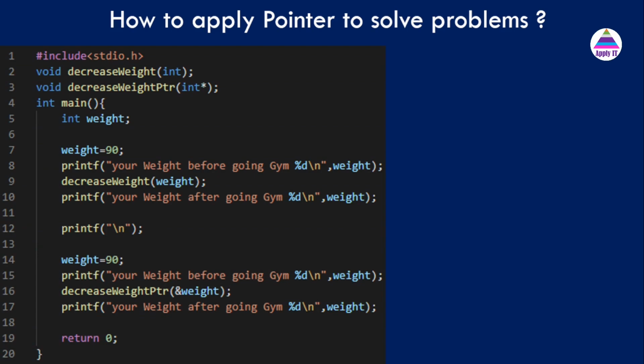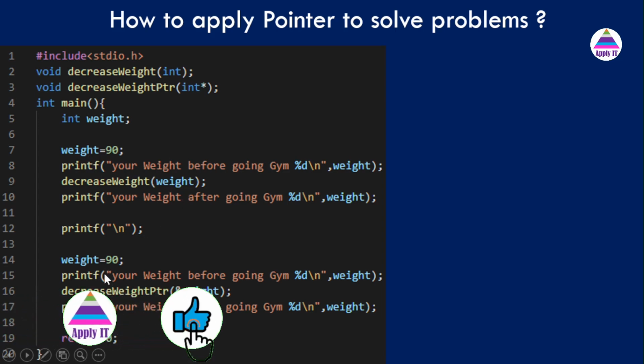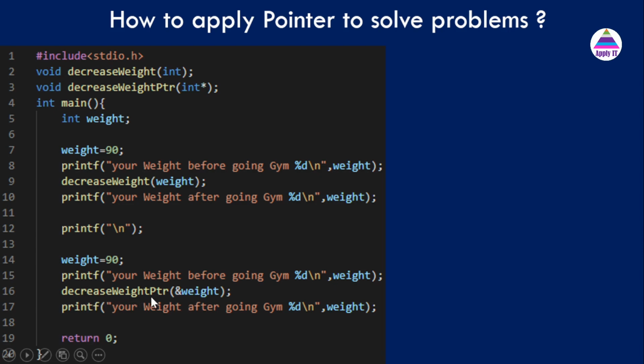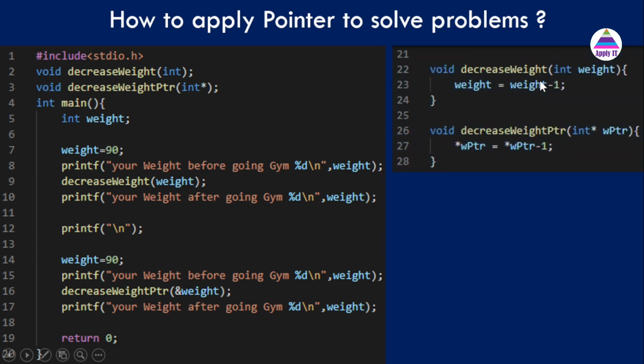So we have a program where we have created a variable weight and we want to decrease our weight. The initial weight is 90, I want to decrease it by 1 and make it 89. So we have created two functions. One is decrease weight, which is taking this weight as an input, and another function called decrease weight ptr, which is taking the address of weight. Decrease weight is going to decrement weight by 1 and decrease weight ptr is going to decrement weight by 1 but by using a pointer variable.